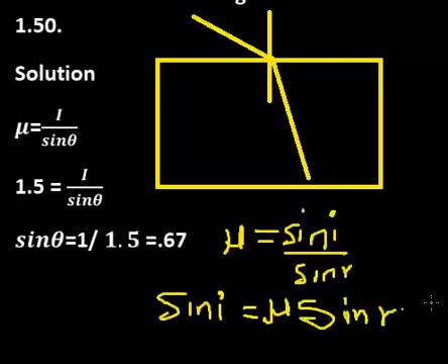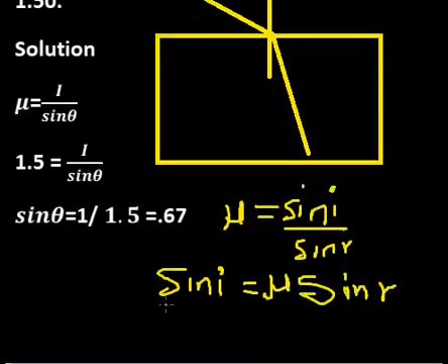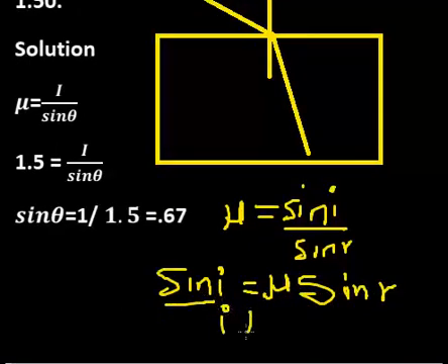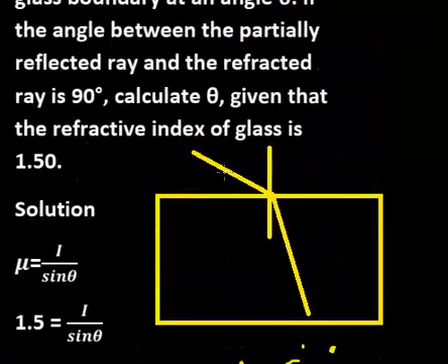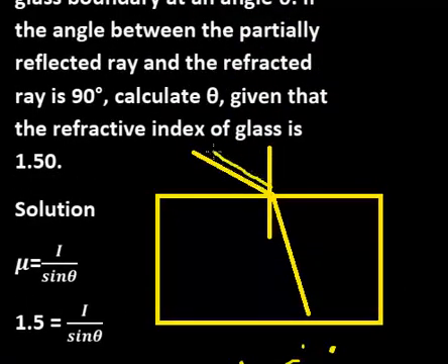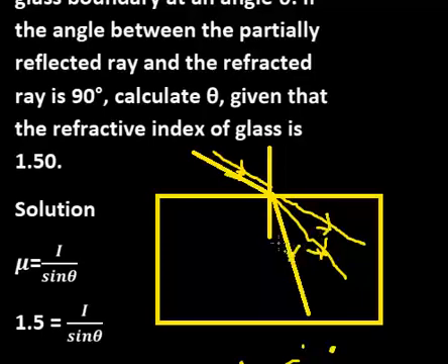From this relationship, we can simply say that incidence is directly proportional to refraction. That simply means that when the incidence increases, the refraction increases. So if I keep on increasing the incidence, the refraction will increase. If I increase it again, the refraction will increase.